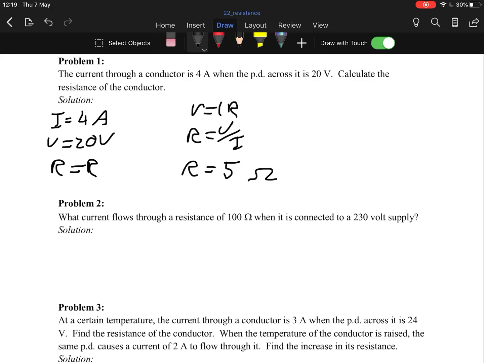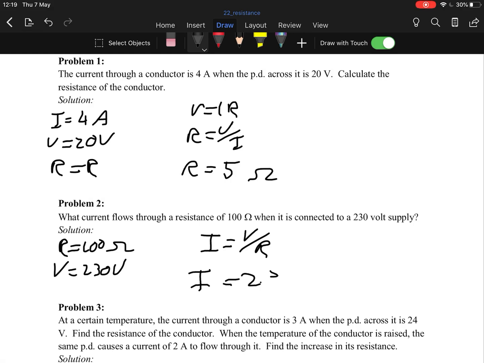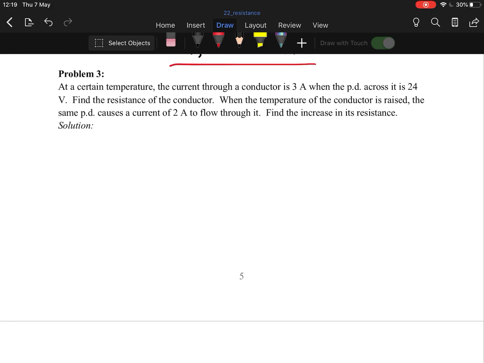Problem 2. What current flows through a resistance of 100 ohms when it's connected to a 230 volt supply? V equals IR, so I equals V over R. 2.3 amps. There you go. Very straightforward. These are very easy, guys.